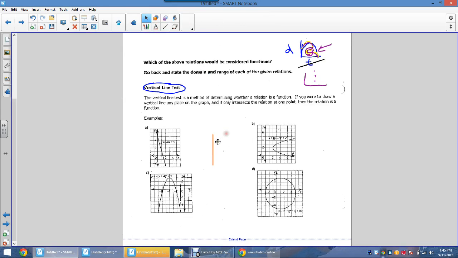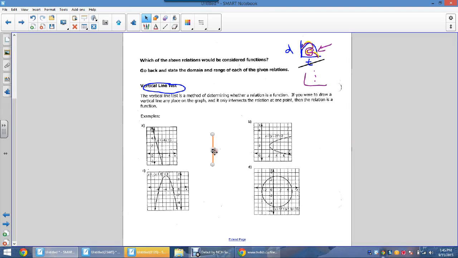relation, we can see if it's a function if this orange line hits my graph line more than once. So if I drag it across here, nope, I only hit once at any time. So this guy here is a function that passes the vertical line test.